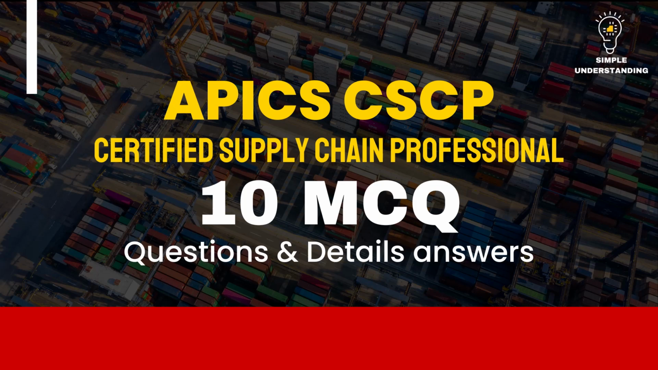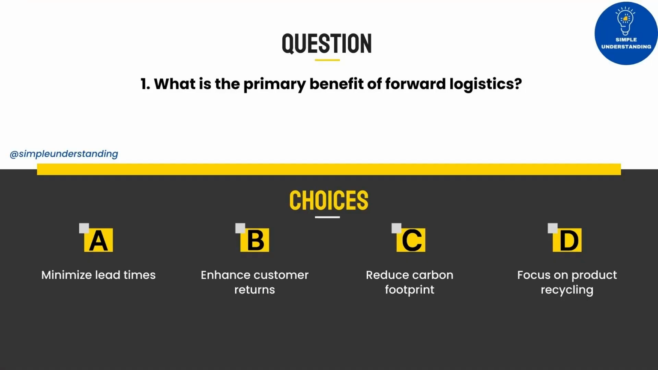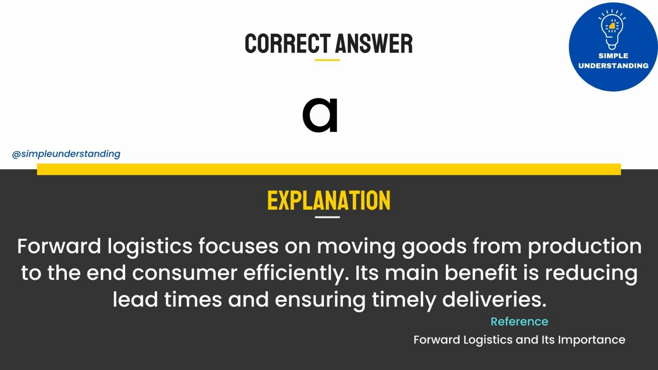Let's take a small practice test for Section A. 1. What is the primary benefit of forward logistics? A. Minimize lead times. B. Enhance customer returns. C. Reduce carbon footprint. D. Focus on product recycling. Correct answer. A. Overall explanation. Forward logistics focuses on moving goods from production to the end consumer efficiently. Its main benefit is reducing lead times and ensuring timely deliveries.